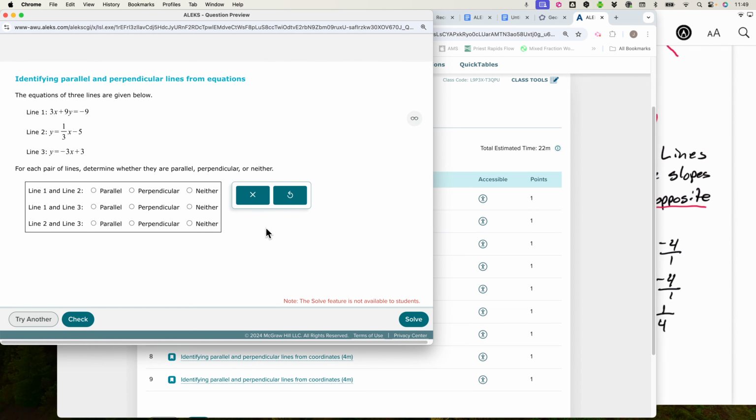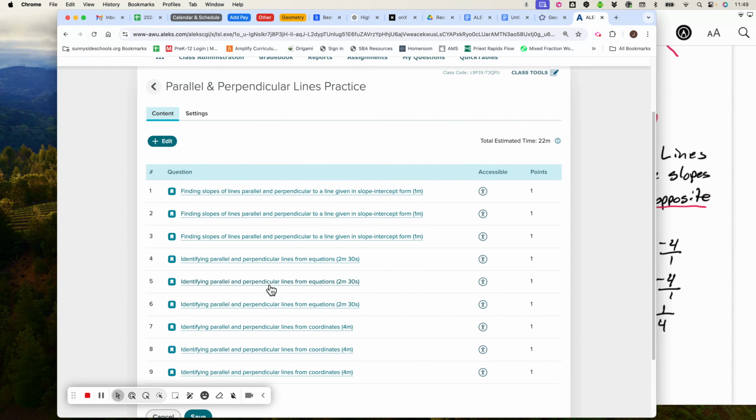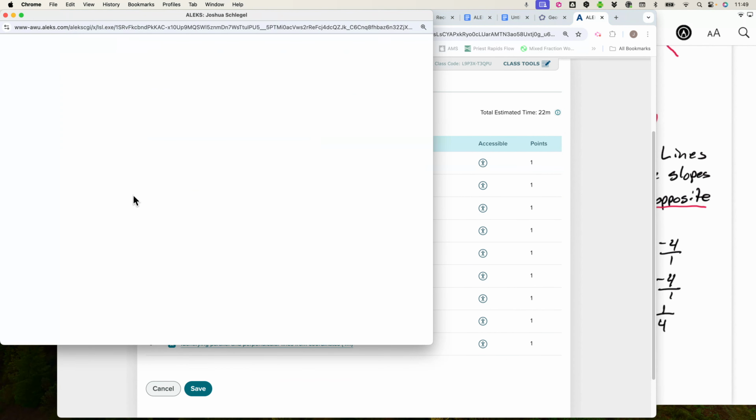This one looks confusing, but it's not. So what I need you to do, actually I'm going to have to remove this problem type. So I'm going to skip this and move on to the next one. You will only have 6 questions on your assignment.